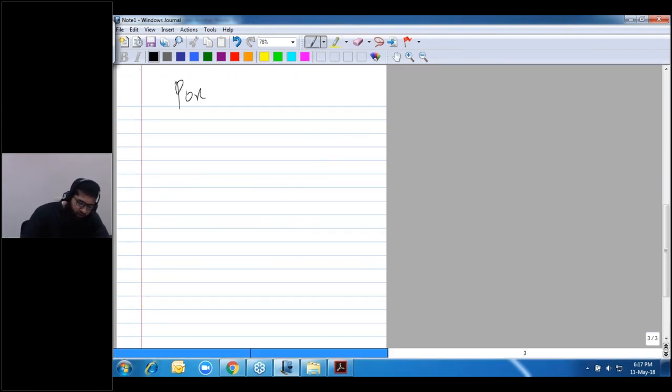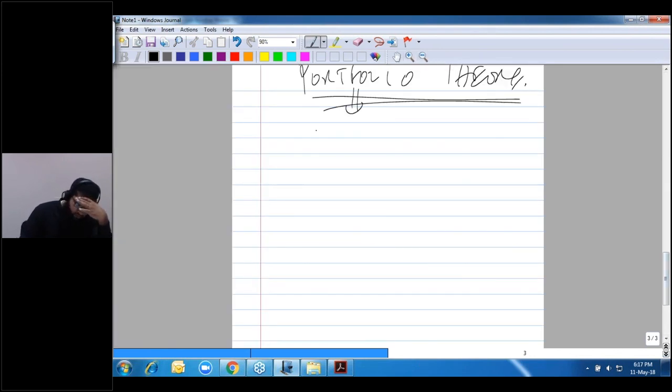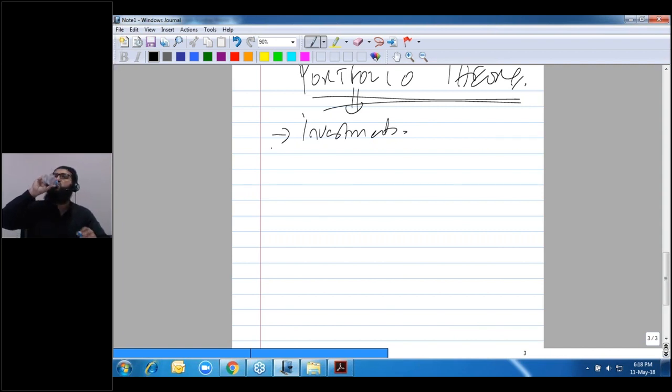there's something which is called portfolio theory. Now, what exactly is the portfolio theory? Portfolio refers to investments. The investments that we make are considered as a portfolio. Now, let's talk about the portfolio. So portfolio refers to the investments, and generally speaking, what does the portfolio theory suggest?